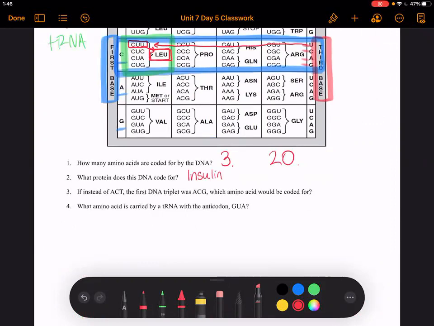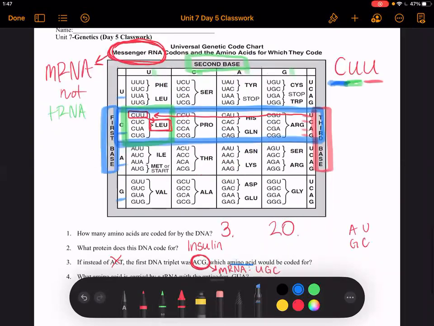Now, number 3, there was a tiny mistake here, but it shouldn't have affected your answer. It says, if instead of ACT, the first DNA triplet was ACG, which amino acid would be coded for? Our first DNA triplet actually wasn't ACT, it was GAA, but that didn't affect your answer. All that I wanted you to do was figure out what the mRNA sequence of ACG would be, right? And we know based on our base pairing that the answer should be UGC. So now, because we're looking for an amino acid, you have to take that sequence straight back to your chart. So now the codon we're going to look for is UGC.